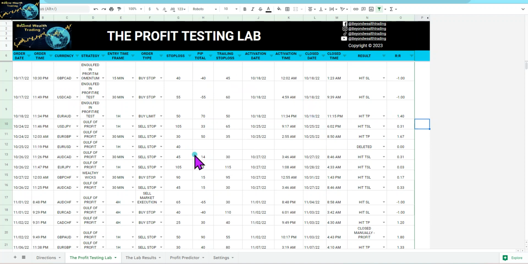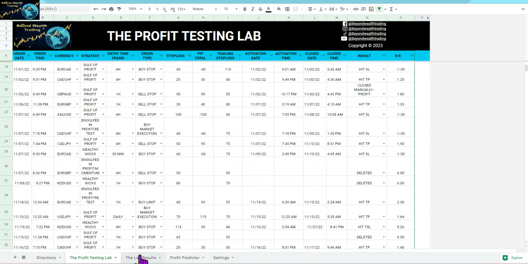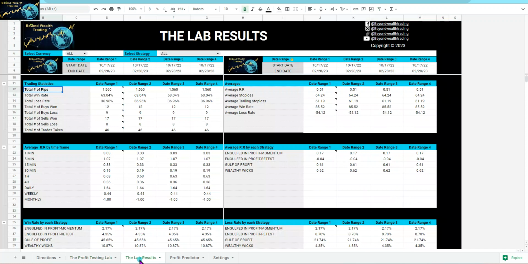This is just an example. We copied and pasted from our profit dashboard into here so that we would have some data to look at, because this is literally fresh off the presses. We haven't had a chance to utilize it yet, so I'm very excited to back test with it. This is where all of your data will go in the Profit Testing Lab itself, and then it will pull over into the lab results. You'll get your lab results and you will be able to see how your strategy is working and where it may not be working so well, so you can adjust and improve your strategy and your trading accordingly.